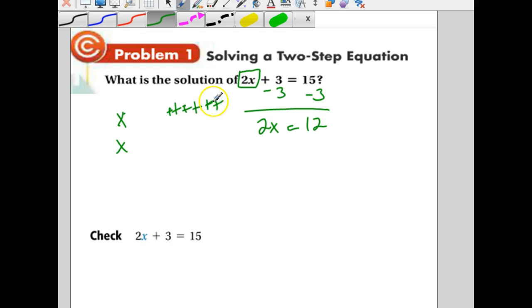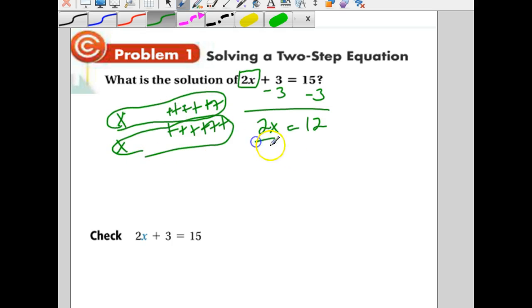1, 2, 3, 4, 5, 6, 7, 8, 9, 10, 11, 12. There's 12 pluses. So each x would have 6 pluses. This x has those 6 pluses. Or you divide it, split it evenly into 2 so that you know that each x has 6 pluses. Okay, here's your answer right here.